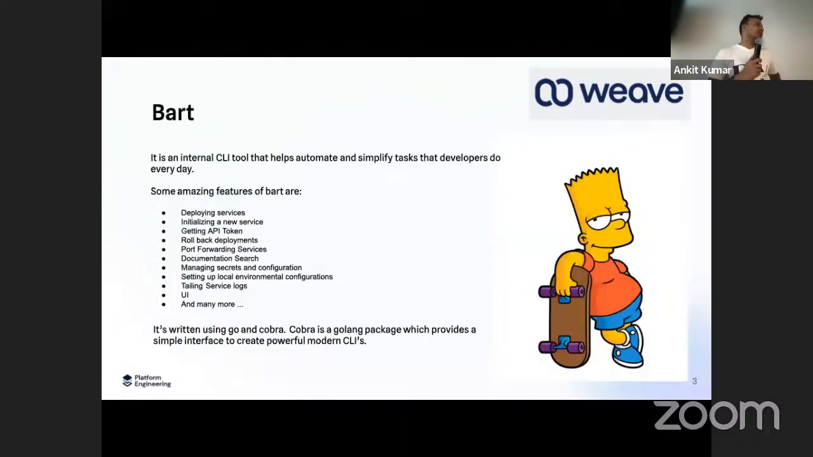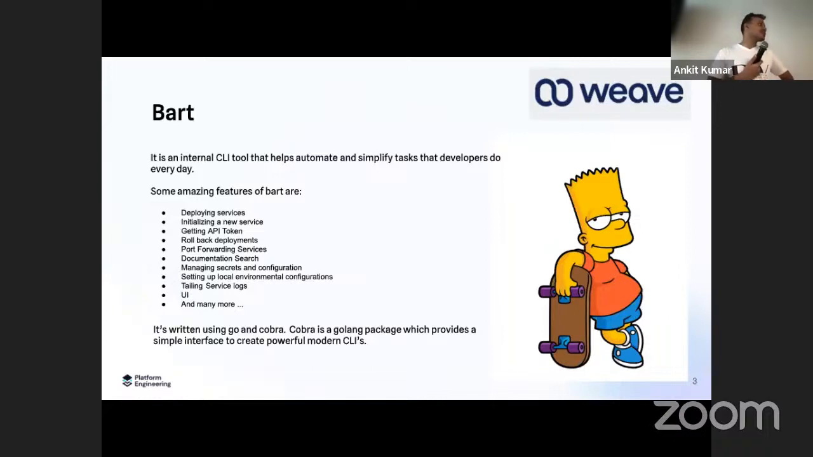The first tool is BART. BART is an internal CLI tool which helps engineers automate and simplify tasks developers do each day. What kind of tasks do they do each day? The first is deploying services. There are a lot of processes people use to deploy. The other is creating a new fresh service, like boilerplate code, getting an API token to log in to your microservice, and rolling back your deployment. If you have some issue, how fast can you roll back your system?